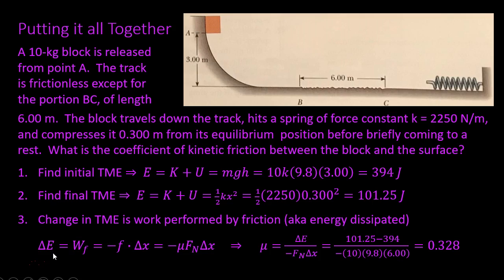We can go ahead and take our energy equation and rearrange it to find the coefficient of friction, because our change in energy is going to be equal to the work performed by the friction force. Well, that's going to be negative the friction force times the displacement. That is going to be negative the coefficient of friction times the normal force times the displacement. We just go ahead and rearrange that to find the coefficient of friction. We plug in our numbers and we find that the coefficient of friction is 0.328.